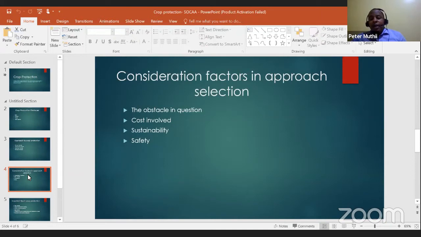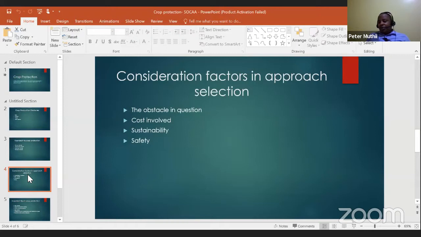Looking at sustainability and safety, the method that you use should be safe for you, safe to the crop, and actually sustainable. You want a method that will actually address that problem, and a solution that will not require you to be there most often. For example, you are talking about rodents, which is also a pest.